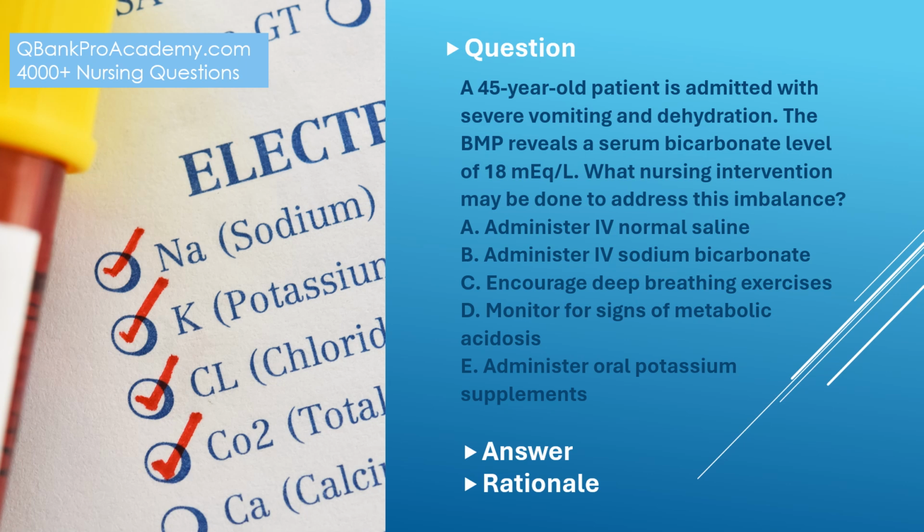Rationale: Administer IV sodium bicarbonate. A serum bicarbonate level of 18 mg/L indicates metabolic acidosis, and administering IV sodium bicarbonate helps correct this acid-base imbalance. Options A and D address dehydration and acidosis but do not directly correct the bicarbonate level. Option C is not relevant to the specific imbalance. Option E is unrelated to the acid-base status presented in the scenario.